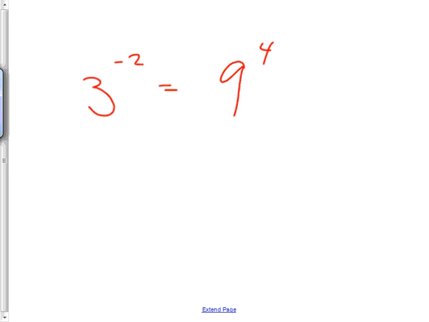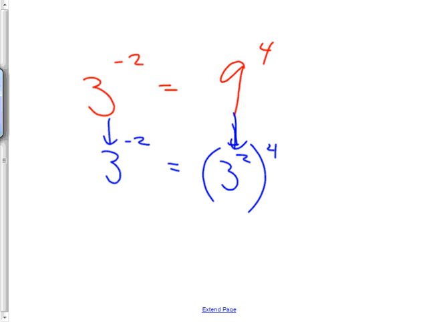Okay. This one already has a base of 3, so I like it the way it is. This one I'm going to change to 3 squared to the 4th. And now, this is the same as this. These bases are the same. Then, once that's all set up, this must be that equals that. Now, is this true? Is negative 2 equal to 8?